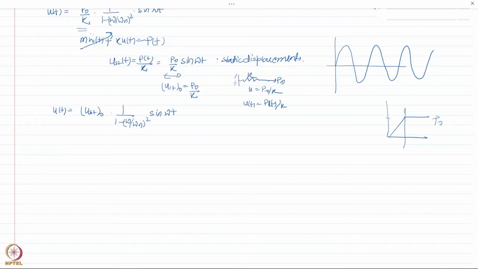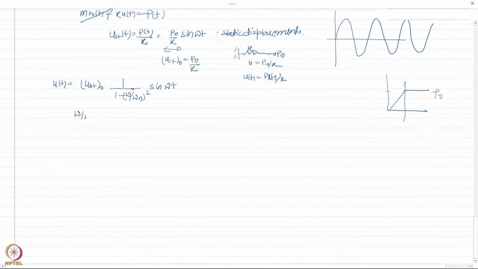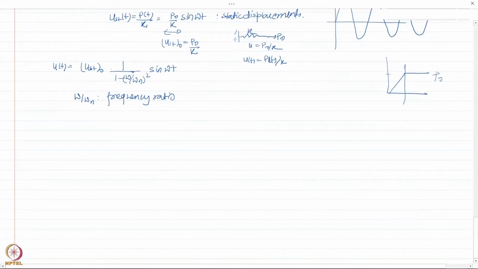Okay, so I hope that is clear to you. All right. Now, if I have this term here, let us see what it means. For example, you see here the term omega by omega n, or the frequency ratio, of the applied frequency divided by the natural frequency of the system. Depending upon the value of omega by omega n, my value of u(t) would change. For example, let us consider two extreme cases.